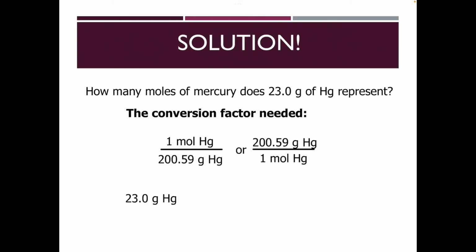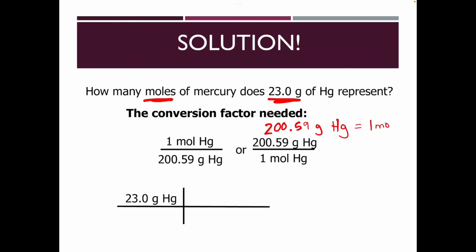Alrighty, so we'll go ahead and start our train tracks with 23.0 grams of mercury. Like I said, in order to convert between grams and moles, we're going to need to use the molar mass. So when you find mercury on the periodic table, you'll see that the mass of mercury is 200.59 grams. So we have 200.59 grams of mercury is equal to 1 mole of mercury.